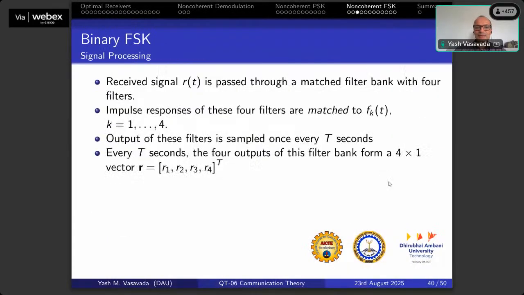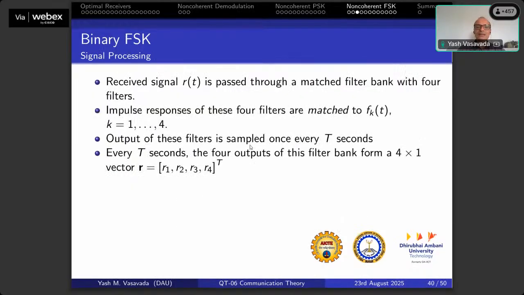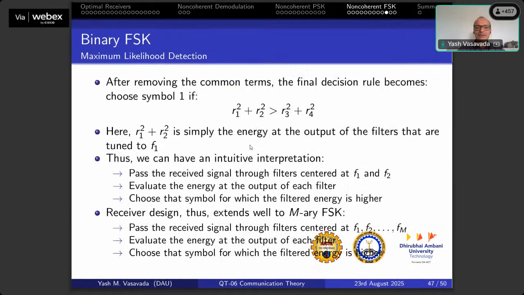What are those filters? Filters centered at F1 are this cosine and sine filters. They give us R1 and R2. Filters centered at F2 are these two filters. They give us R3 and R4. You pass the received signal through those filters, then calculate the energy at the output of each filter. What is the energy at filters centered at F1? R1 squared plus R2 squared.